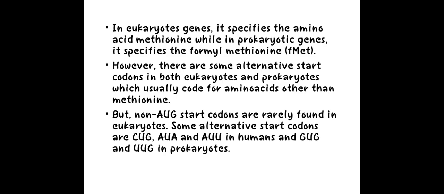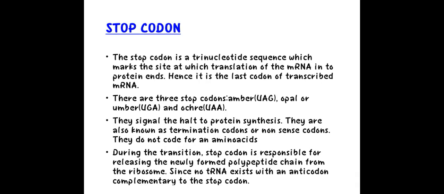However, there are some alternative start codons in both eukaryotes and prokaryotes, which usually code for amino acids other than methionine, but non-AUG start codons are rarely found in eukaryotes. Some alternative start codons are CUG, AUA and AUU in humans, and GUG and UUG in prokaryotes. Then the stop codon. The stop codon is a trinucleotide sequence which marks the site at which translation of the mRNA into protein ends. Hence, it is the last codon of the transcribed mRNA.